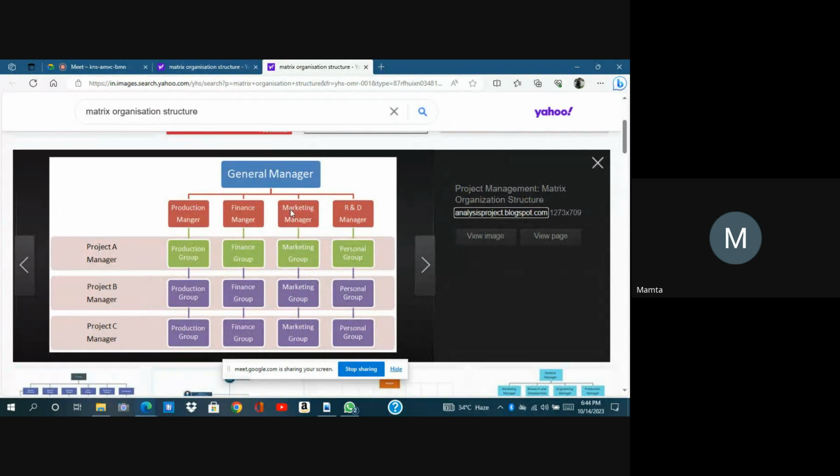Now, to look after all the projects, we create a general manager or a special team, and this team also has a production manager, finance manager, marketing manager, and research and development manager. All the projects' production groups will report to the general production manager. All the finance groups will report to the general finance manager. All the project marketing groups will report to the general marketing manager, and all these managers report to the general manager.